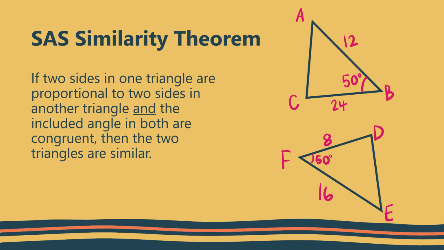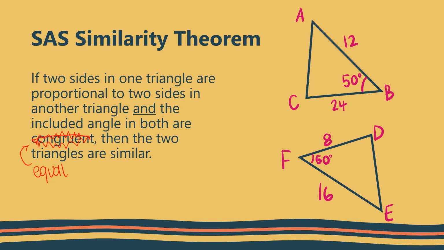All right, so what this is saying is that if you can look at your two triangles and determine that two sides in one triangle are proportional to two sides in another triangle, and the included angle in both is, instead of thinking of this as congruent, you can think of this as just being equal. That might make this a little easier. Right, so the two angles have to be equal, then the two triangles are similar.